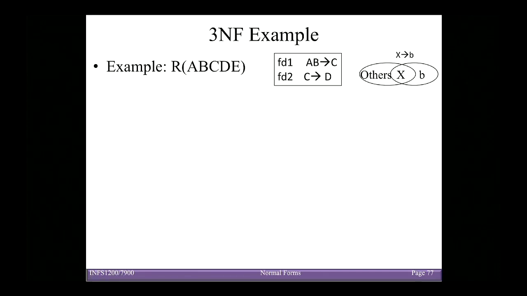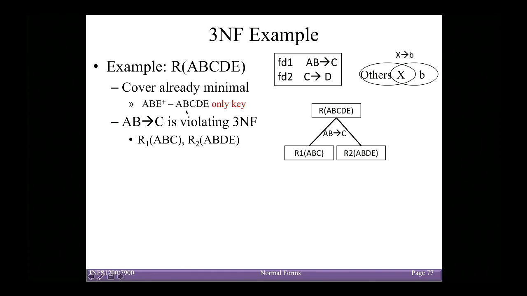Assume this is my relation R of A, B, C, D, E, and I've got 2 functional dependencies: FD1, AB determines C, and C determines D. First, I'm going to put this in minimal cover. It already is in minimal cover, so that part is good. I'm going to find my key. My only key is ABE. AB gives me C, and when I have C, I can get D. I also have E in my relation, and E is not determined by anything, so it needs to be part of my key. So ABE is my key here. So far, so good?